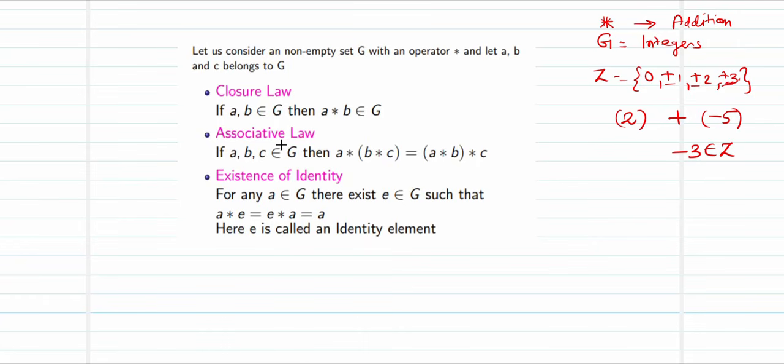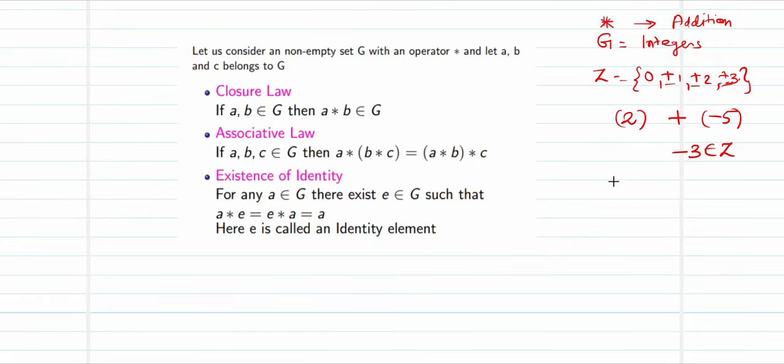Next comes the associative law. Given three elements, if you change the bracket or the order of operation and the value still remains the same, that is, A star B star C is the same as A star B star C with the brackets placed differently, then you say the associative law is true.